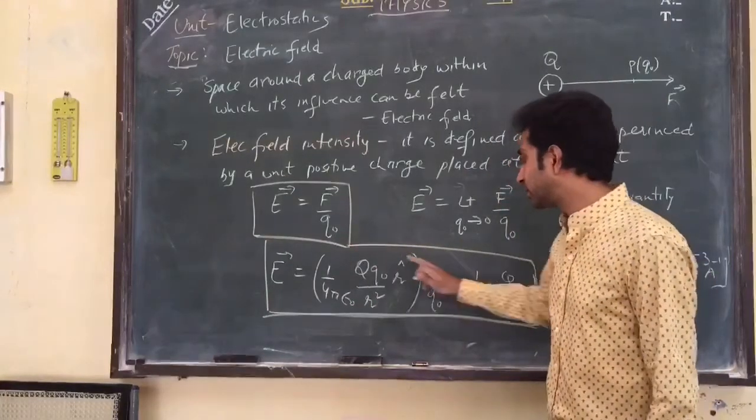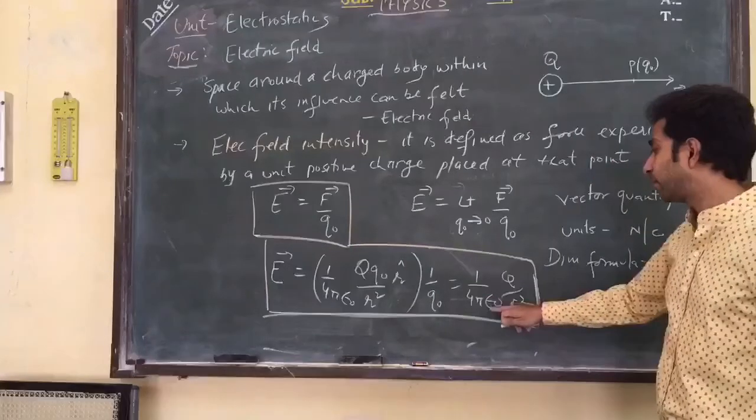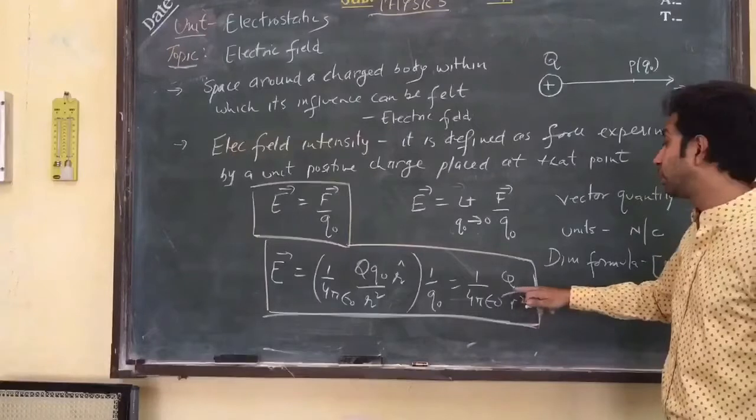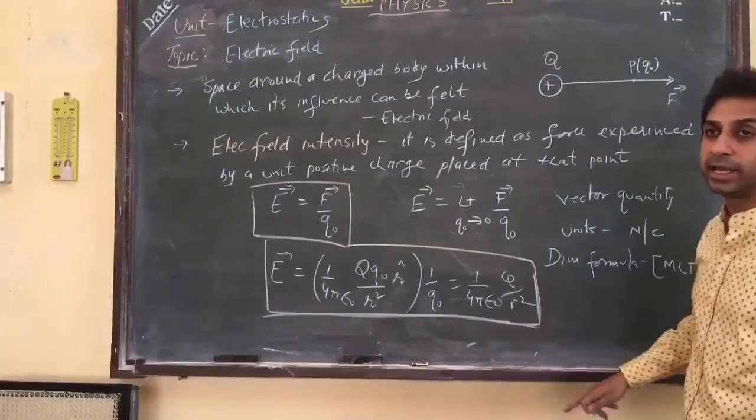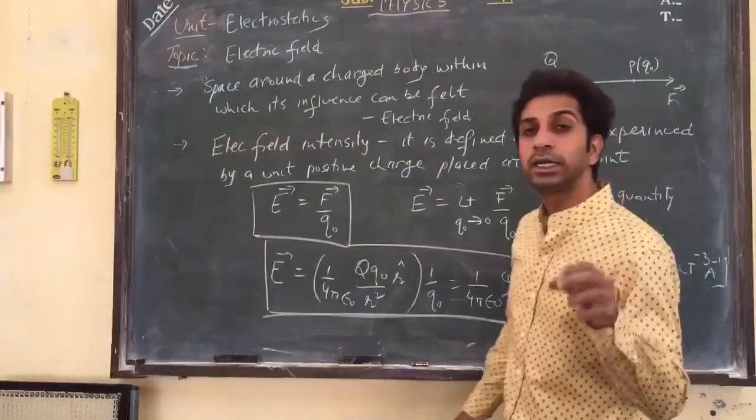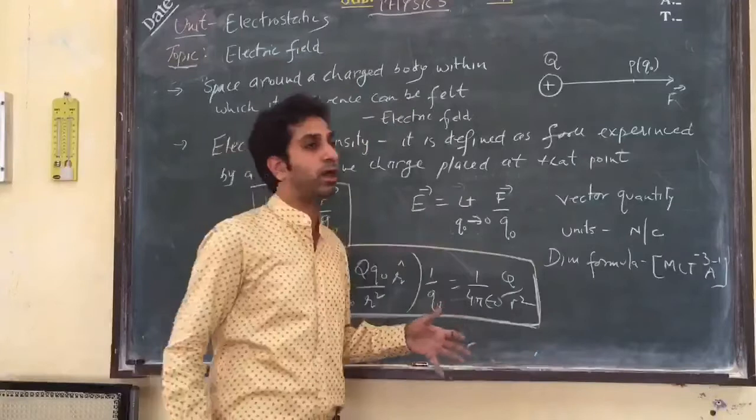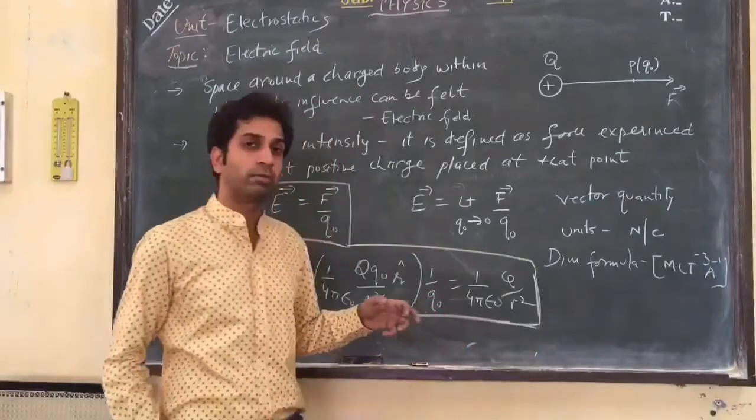Q naught gets cancelled, and we get a simpler expression of the electric field intensity, that is 1 by 4 pi epsilon naught Q by R square, or simply KQ by R square. And you are very much aware of the value of K, that is 1 by 4 pi epsilon naught, that is equivalent to 9 into 10 raised to power 9 coulomb square per meter square.